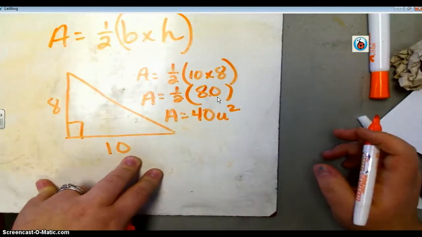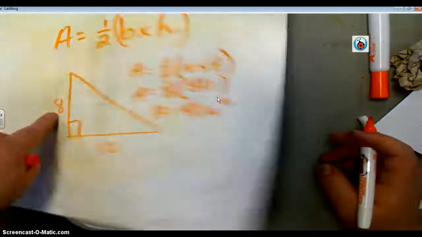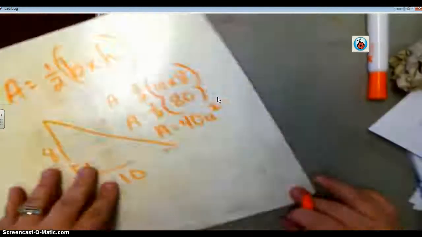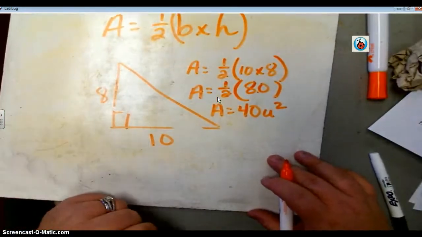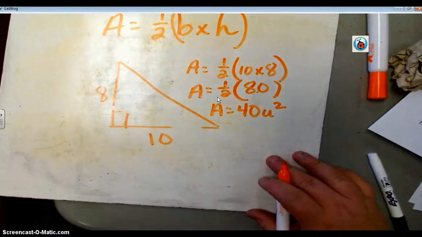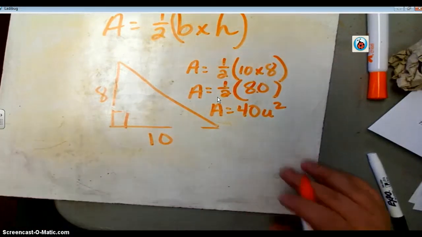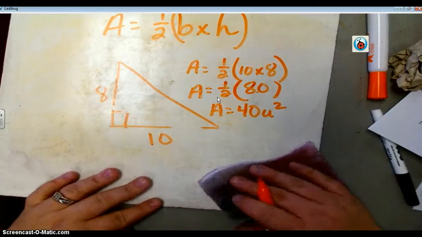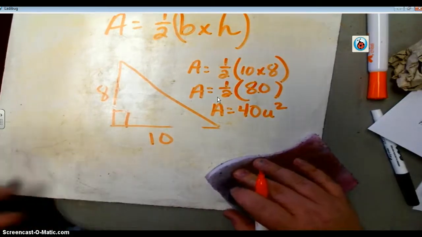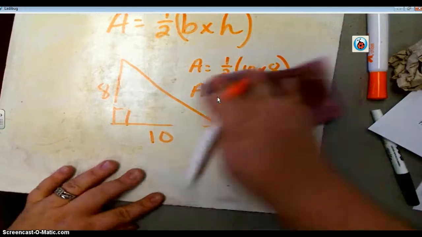Okay? So base times height divided by 2. Taking 1/2 of something or multiplying by 1/2 is the same thing as dividing by 2. Yes? It won't. Or you would change it to a decimal point. Okay?